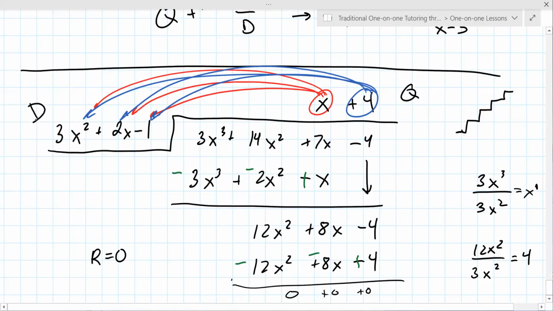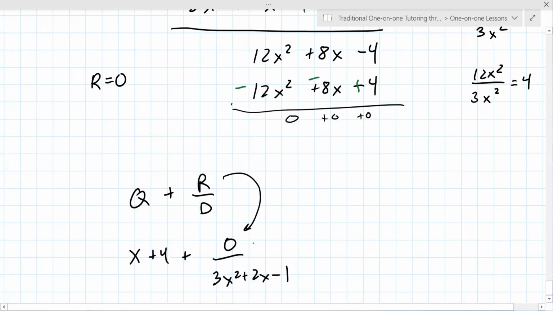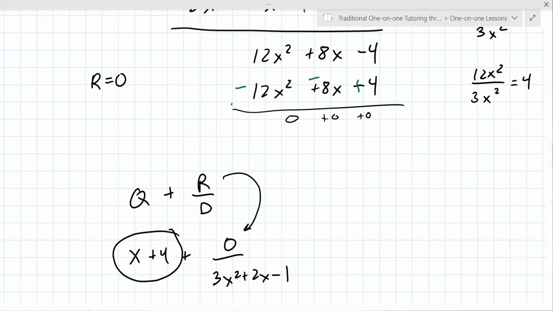Quotient's up here, divisor's here. Then write your answer. So again, it's quotient plus remainder over divisor. Your quotient is x plus 4 plus 0 over 3x squared plus 2x minus 1. When your remainder is 0, you actually don't write this term. You just leave it like this, because you don't have a remainder.